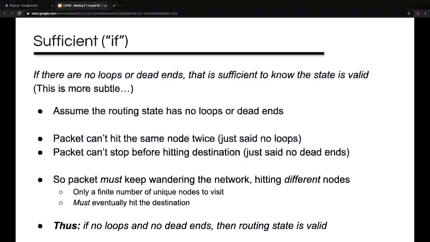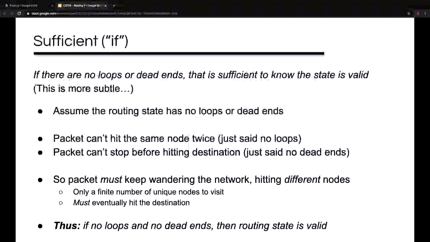And so proving this, it's a bit more subtle, but assume that the routing state has no loops and has no dead ends. So therefore we know that the packet can't hit the same node more than once, right? It can't hit it twice, because that would be a loop, and I just said assume there are no loops. Similarly, we know that a packet can't stop before hitting the destination, because I said there were no dead ends, right? So that's violating this other assumption that we made.